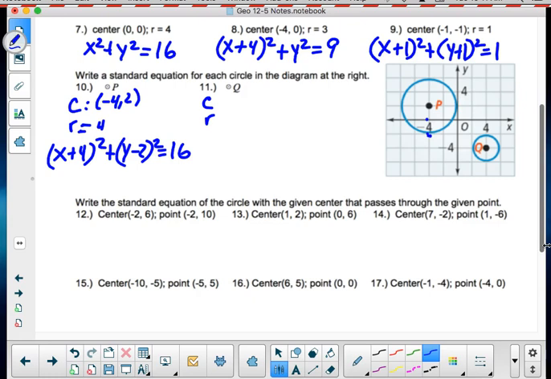In Q, I go out to 4, down to 4. So I've got positive 4, negative 4. My radius is 2. So now (x minus 4) quantity squared plus (y plus 4) quantity squared equals 4.